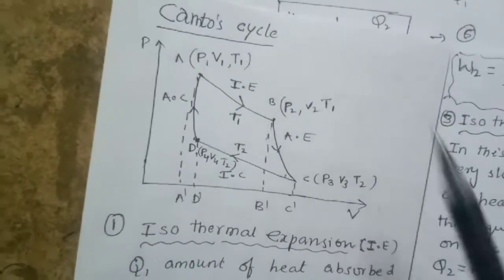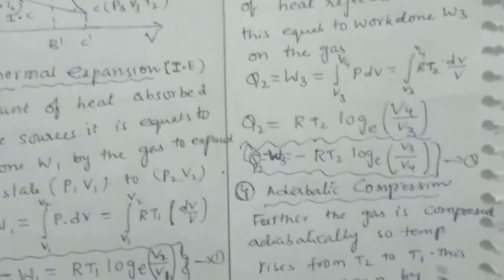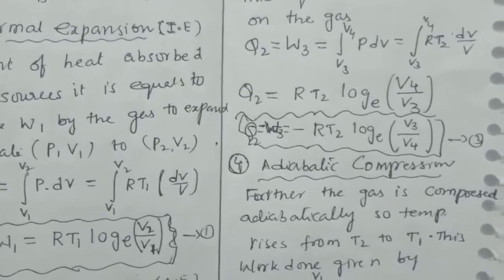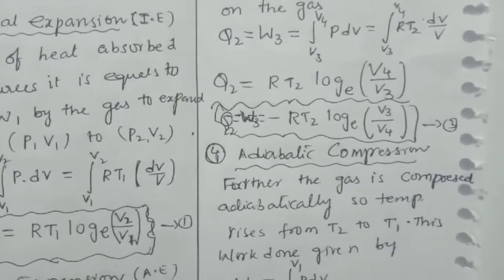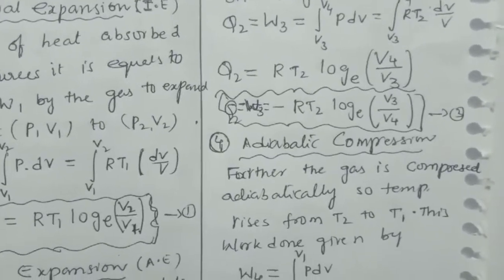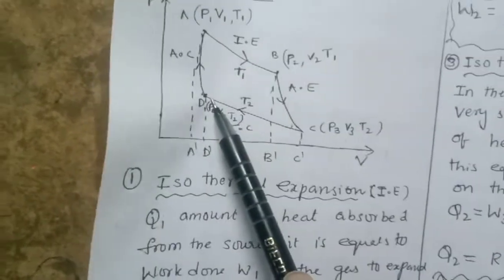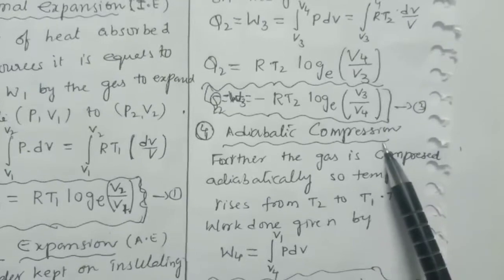And then, next, to bring the system to its initial state. Yes, it is a reversible process, so to go to its initial position we have to do a process called adiabatic compression. Adiabatic compression means we further compress the gas, so its temperature rises from T2 to T1. This is the isothermal compression, so the temperature remains constant, from C to D. Only when we go from D to A, its temperature rises from T2 to T1 as the system undergoes adiabatic compression.